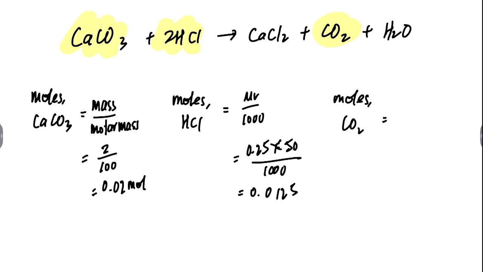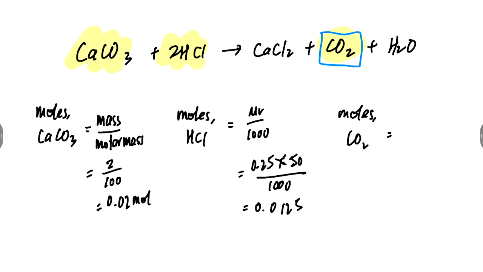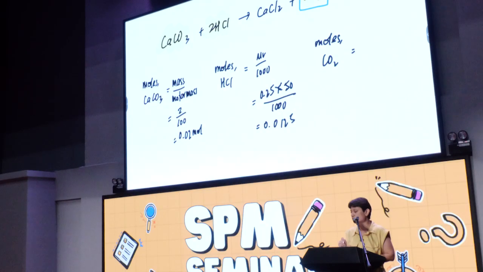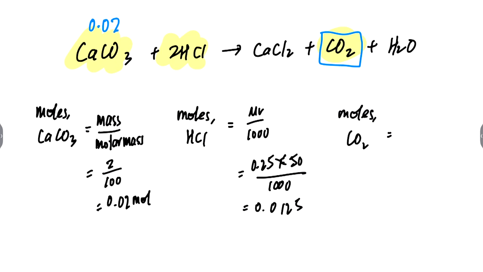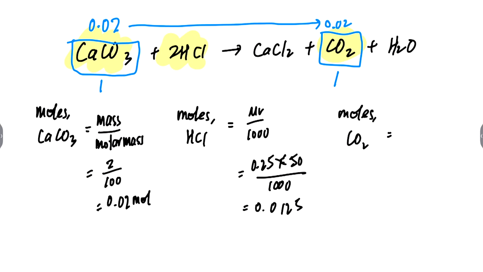Sekarang kita ada masalah. Okay, what is our problem? Soalan suruh kamu cari isi padu carbon dioxide. The question is asking for the volume of carbon dioxide. In order to find the volume of carbon dioxide, you need to find the mole of carbon dioxide, right? Then we need to find the ratio, nisbah. So calcium carbonate, 0.02. Here no number, so 1. Here no number, so 1 to 1. If this one is 0.02, this one is 0.02. Correct. So if I find volume, I times 24, 0.02 times 24 is 0.48 decimeter cube. Ada jawapan tak? Ada.